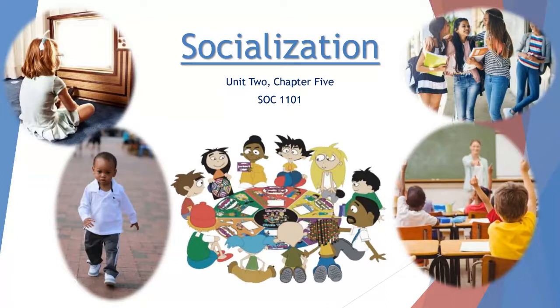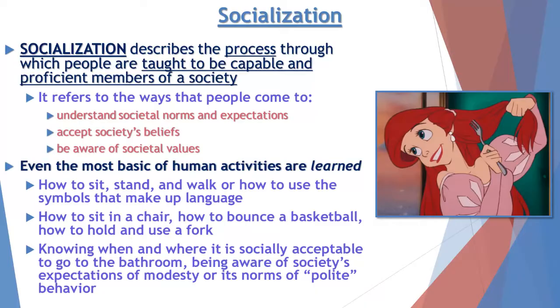So now we're going to start our first chapter from Unit 2, Chapter 5 on socialization. We'll start with a handy-dandy definition here. Socialization describes a long process through which we, as members of a society, are taught lessons, implicit and explicit, over time, where we're normalized in a society. We're taught to be capable and proficient members of a society.